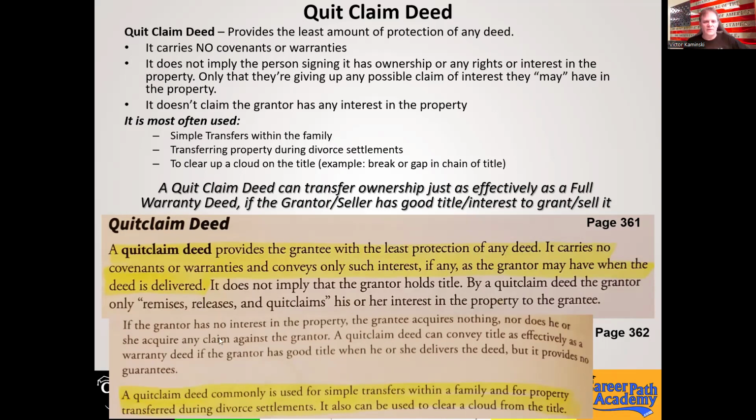Okay, so that's why I wrote here, a quitclaim deed can transfer ownership just as effectively as a full warranty deed if the grantor has good title and the interest in the property when they sign it. We all good? Yep. Got it.